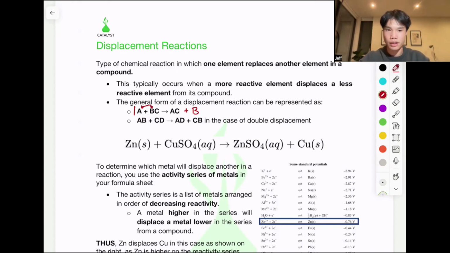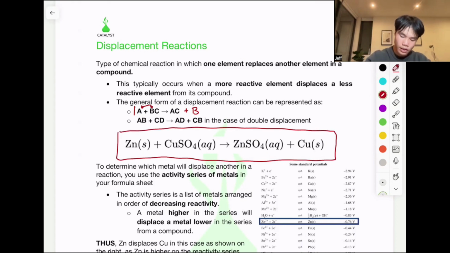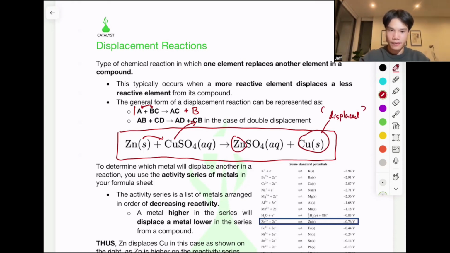So essentially all you've done is you've swapped the A with the B, and hence you've displaced the B from the ionic compound. So in an actual equation, zinc plus copper sulfate will react and form zinc sulfate and copper solid. Zinc has displaced the copper, so that zinc is now inside the ionic compound form, should I say, and copper solid has been displaced.